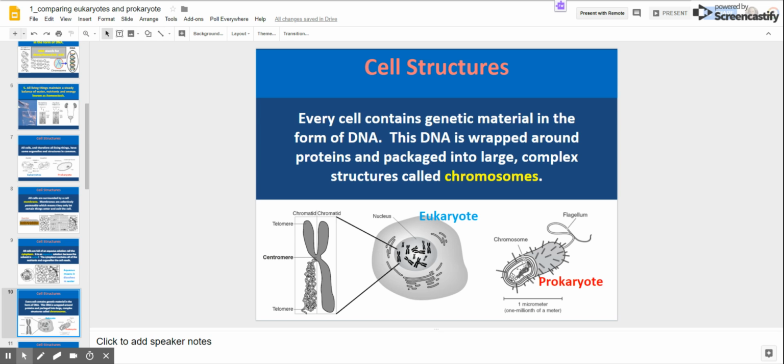Prokaryotes don't have a nucleus. The DNA is just floating in the cytoplasm. Again, DNA is tightly bound up and it's in a chromosome. And the chromosomes of a prokaryotic cell are very circular. That's how you know the difference.